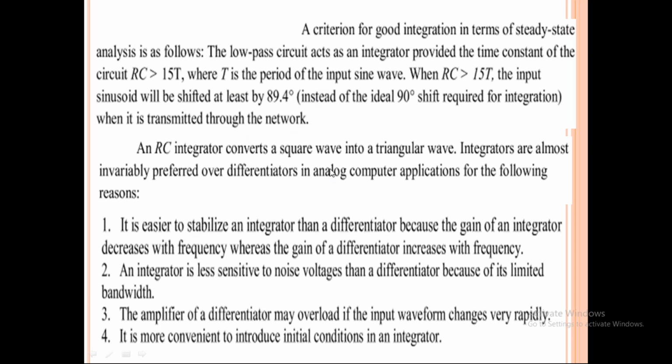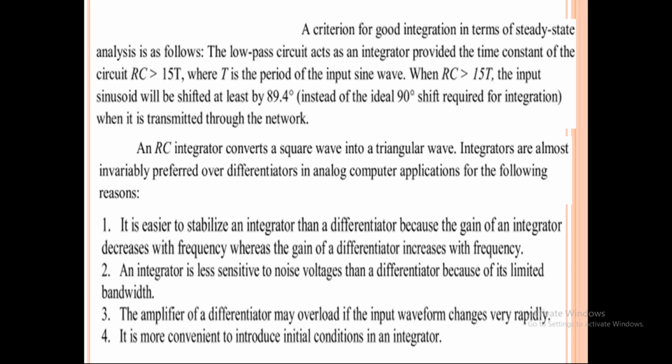And generally, in applications, the integrator is used compared to the differentiator. Differentiator means the high pass RC circuit. Why are you considering the low pass RC circuit compared to the high pass? These are the 4 points I already discussed in the class. First, it is easier to stabilize the integrator than the differentiator, because as the frequency increases, the gain decreases in the low pass, whereas the gain in the differentiator increases as frequency increases. Stabilization in the low pass is high and bandwidth is also low.